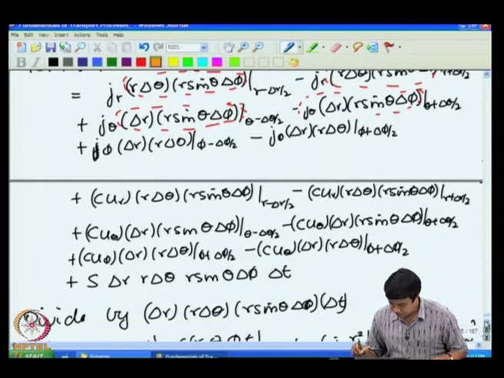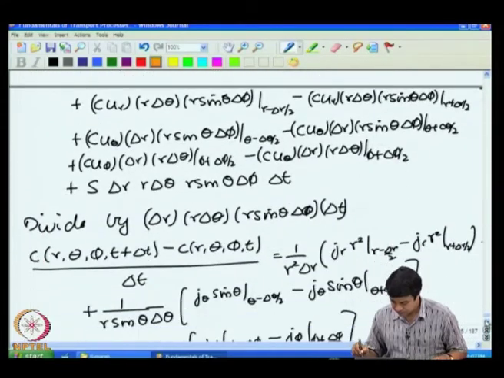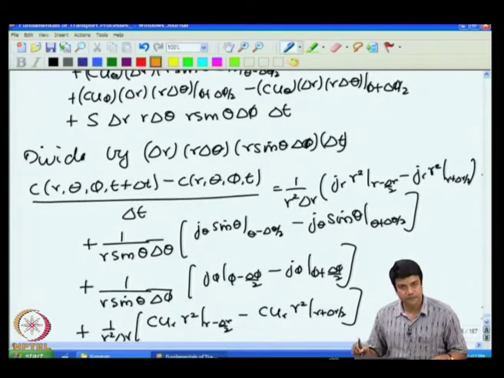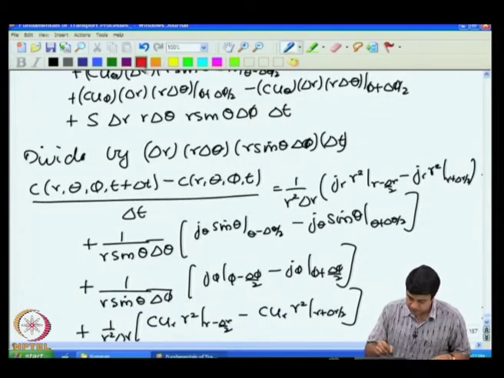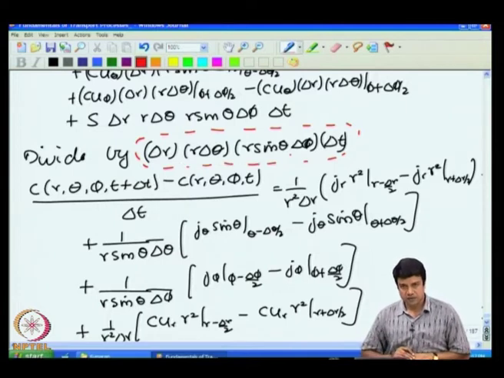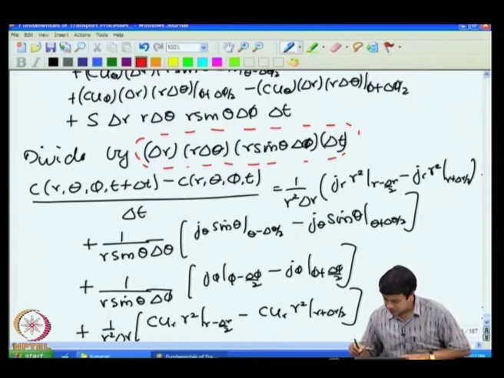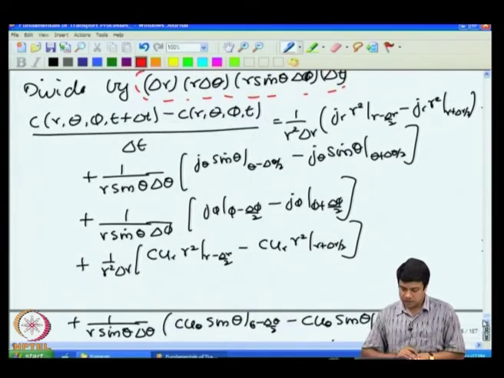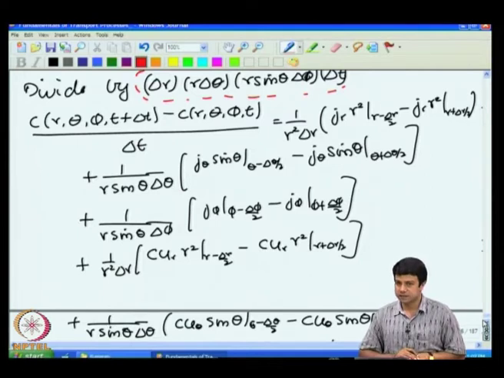So, this gives us the final equation, and we divide throughout by volume times time to get a difference equation, which basically relates the concentration difference between time t and t plus delta t to the difference in fluxes on the surfaces of this differential volume.